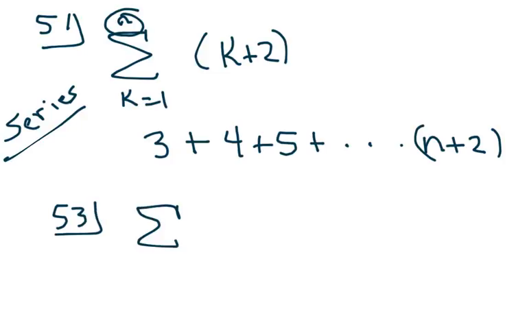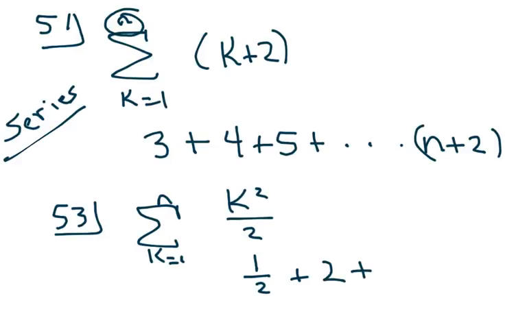53, we're going to do 1 to n. And we have our formula, k squared over 2. So basically I'm going to write that out. That's going to be 1 half plus 2 squared is 4, so that's plus 2. 3 squared is 9, that's 9 over 2. Plus dot, dot, dot. And then we're going to just write n squared over 2, just like we did before. And that's all it is on that one.